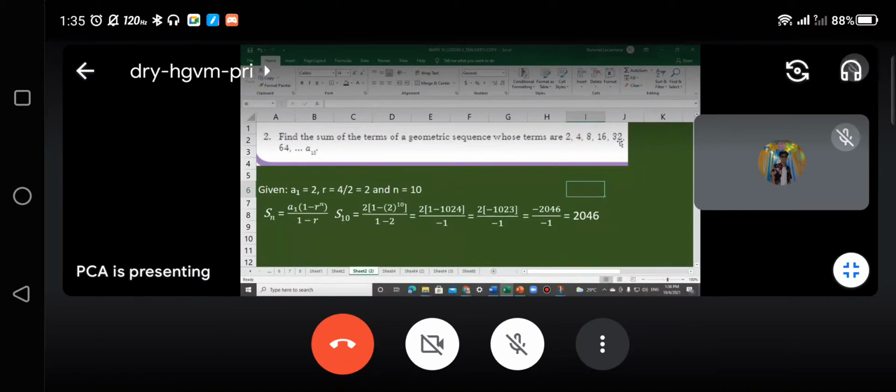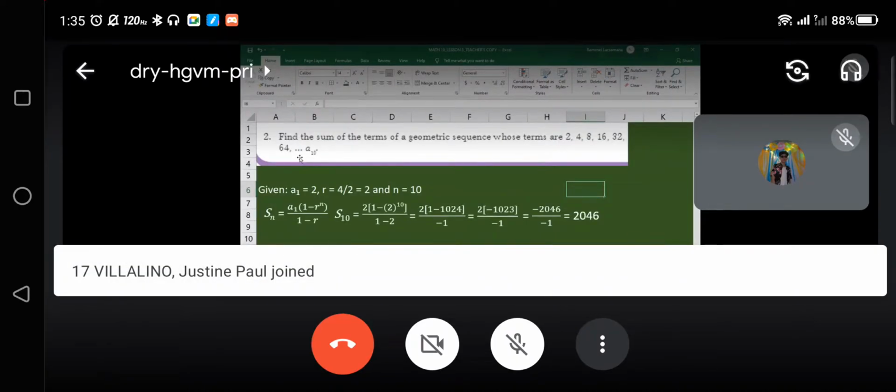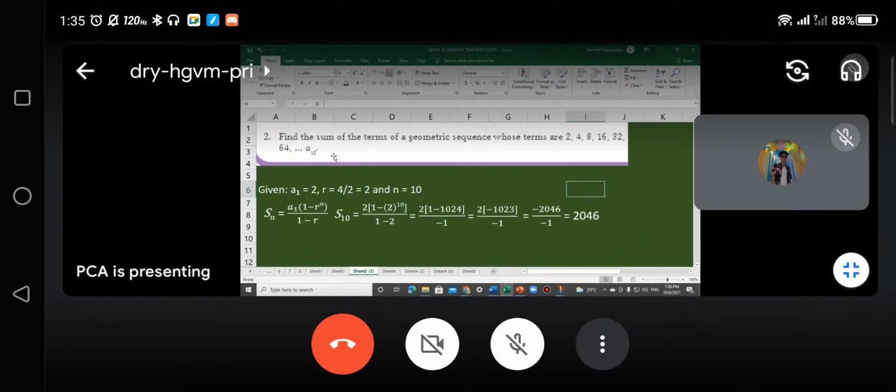2, 4, 8, 16, 32, and then 64. Then dot dot dot. And then, there's a 10 there, no? Okay. What makes this a finite geometric sequence is that it tells you that the last term is the 10th term, though there's no value, but it's a 10. Okay? Don't forget that, ha? Kasi pagka hindi mo kinonsider ito, yung iba, nakita ko yung solution, hanggang 6 lang sila, no? Okay, your term will be up to 6 only. 1, 2, 3, 4, 5, 6.